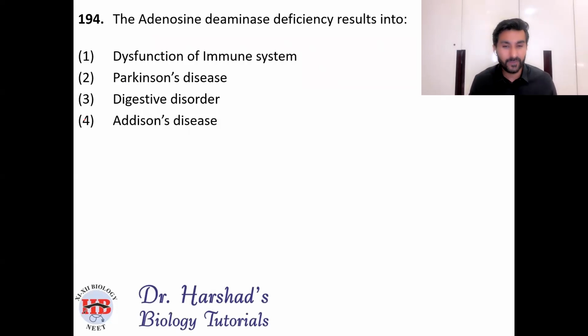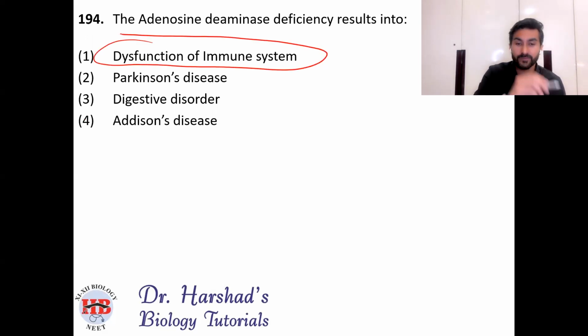Adenosine deaminase deficiency is what I spoke about before. It's a deficiency which occurs because of lymphocyte enzyme deficiency, and that leads to dysfunction of your immune system.